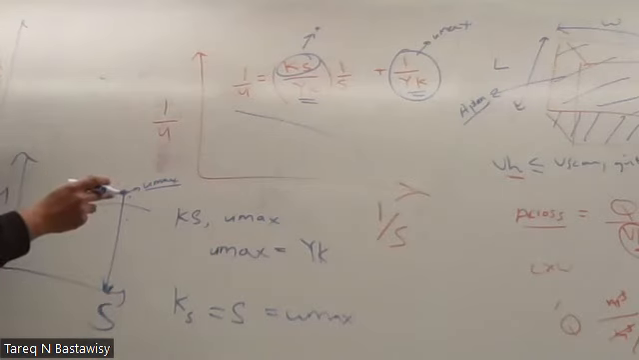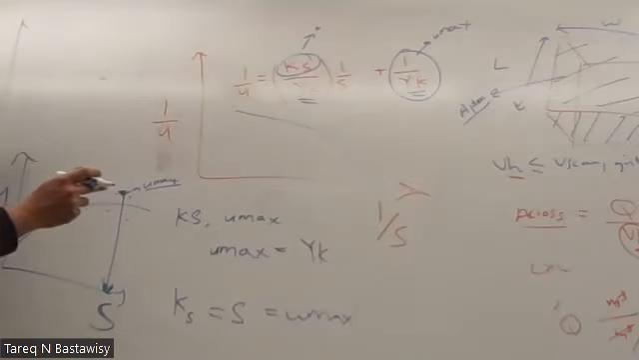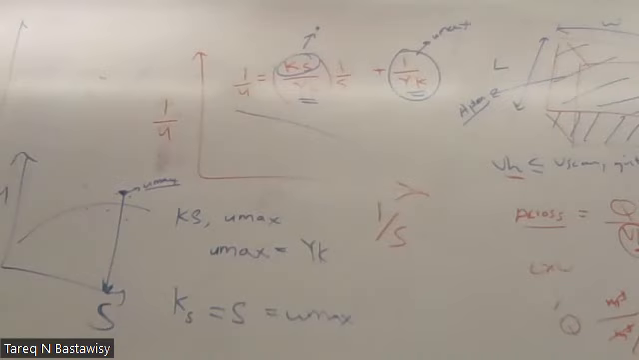I think Ks is Ks over two. Ks is mu max over 2. It's the S value where you then.